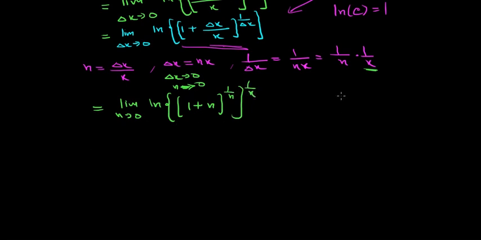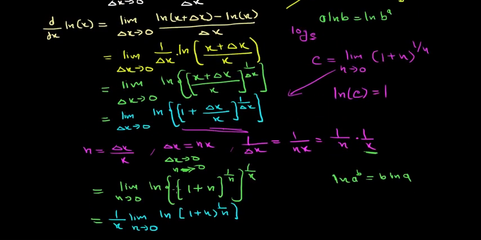Now we also know that ln a raised to the power b is equal to b ln a. So this 1 upon x comes outside, and also see the limit is to n, not x. So x can come outside of the limit also. So we get, I will write this with this marker, 1 upon x times the limit as n approaches 0 of ln of 1 plus n raised to the power 1 upon n. So see this thing, we get something like this.